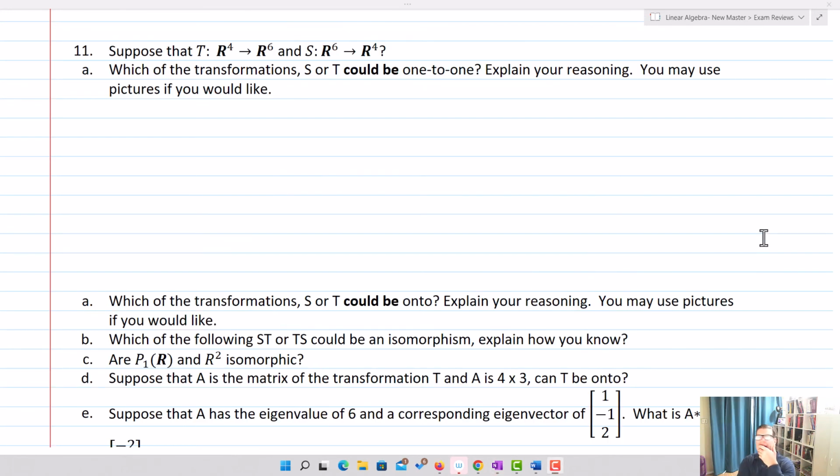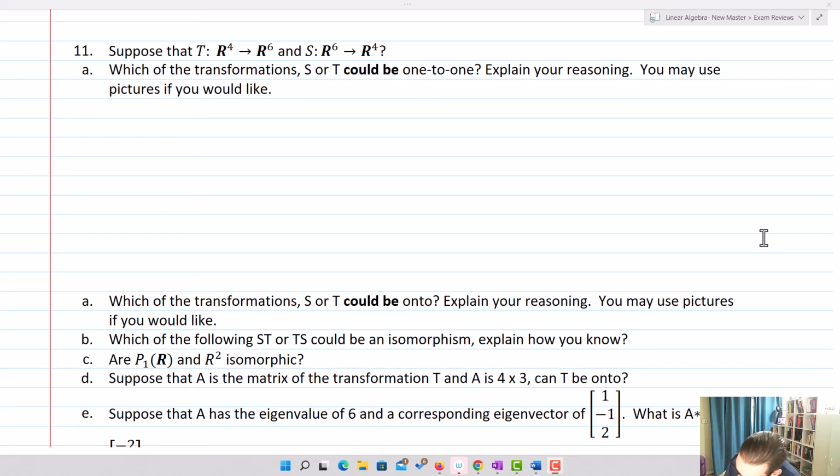All right, so let's suppose that we have two transformations, T: R4 to R6 and S: R6 to R4. Which of the transformations S or T could be 1-to-1, and then explain your reasoning. And we could use some pictures if we'd like. What I'm going to do is appeal to the size of the spaces.